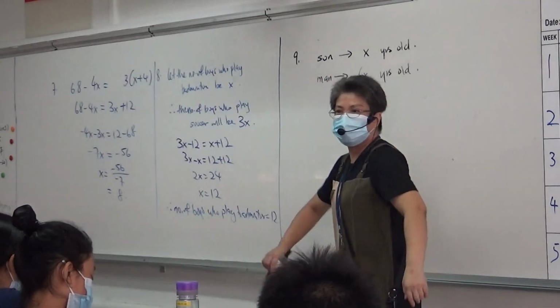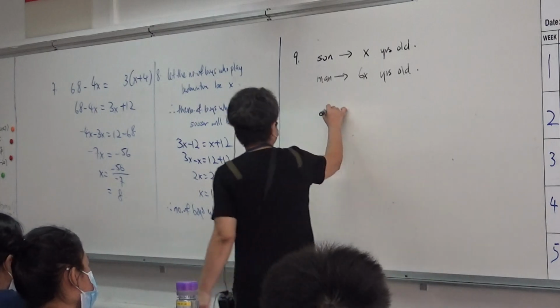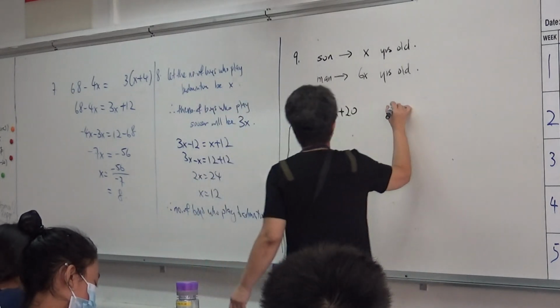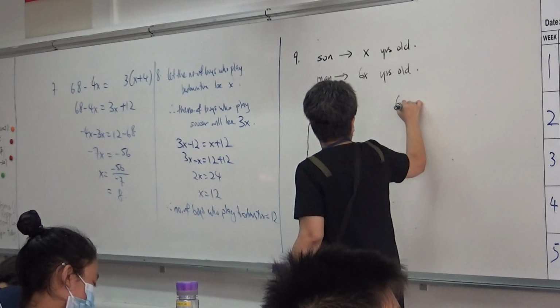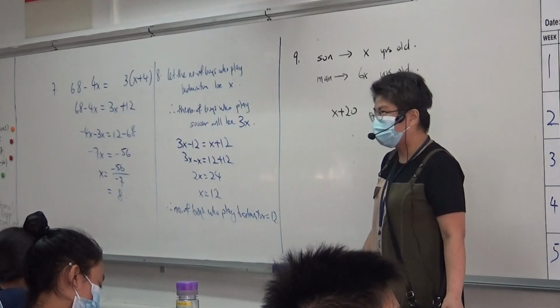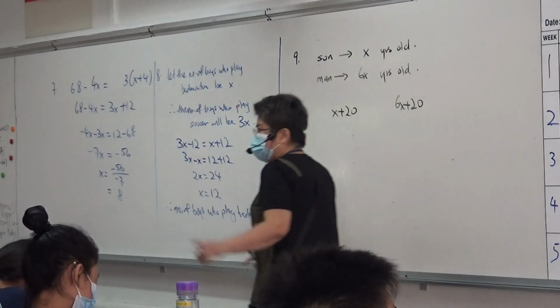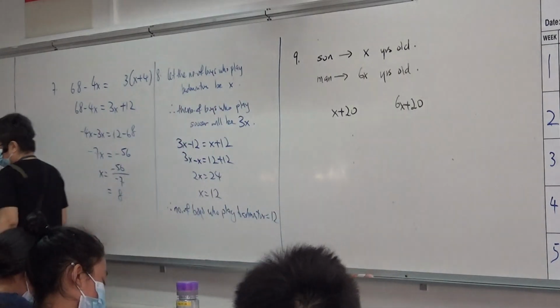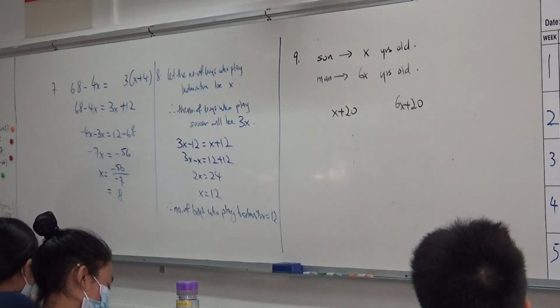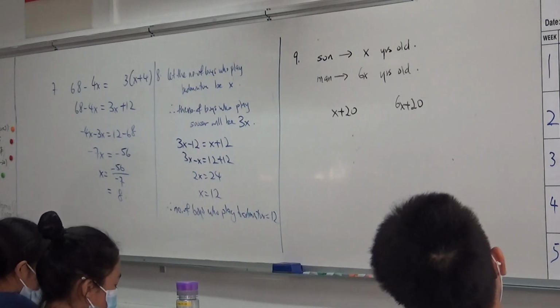20 years later for the son? Very good. x plus 20. What about the man? 6x plus 20, right? Correct. He will be what? Look at the question. 2 times, right? Correct. 2 times as old as his son.